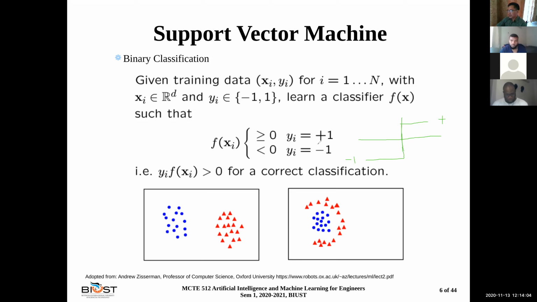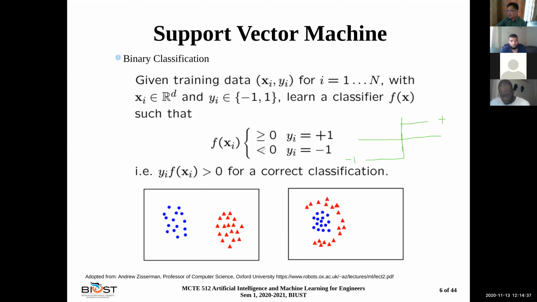Now to simplify this equation, the way to write it is: if yi, which is the output, multiplied by the function that separates the variables is greater than 0, then the classification is correct. It's just another way of writing this. Why is it like that? Because this function greater than or equal to 0 gives 1. Multiply this yi by this 1, and it's greater than 0.